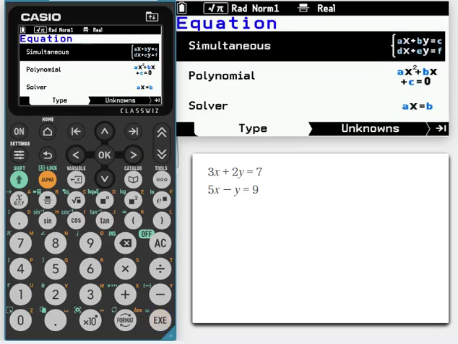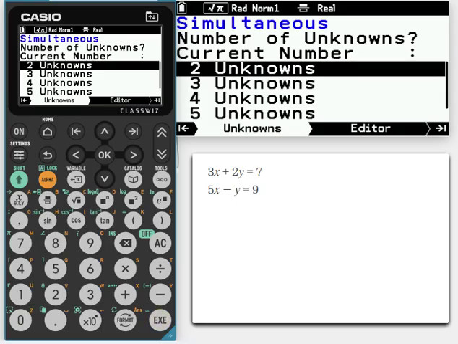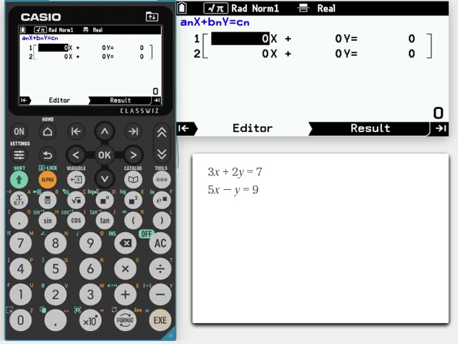So we have various options to use. We can solve simultaneous equations and we can solve polynomial equations. Let's start with simultaneous equations. So we choose that by pressing EXE, and we need to answer how many unknowns we have. In this case we have only 2. You can solve up to 6. So we choose EXE and it gives us the setup for the 2 equations.